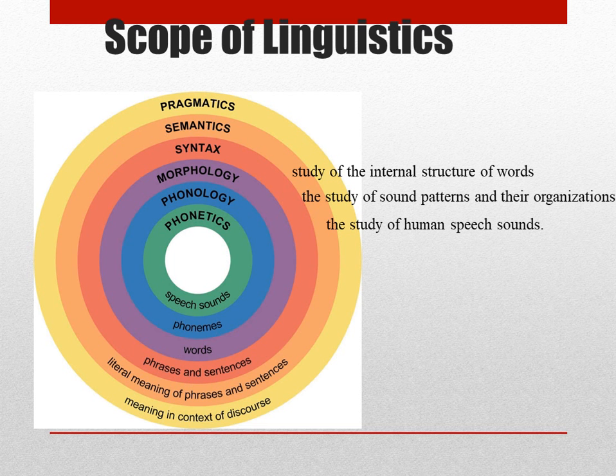For example, we say mathematics and mathematician. We don't say mathematicing. We say mathematician, and the way we arrange the morphemes within words is the main concern of morphology.